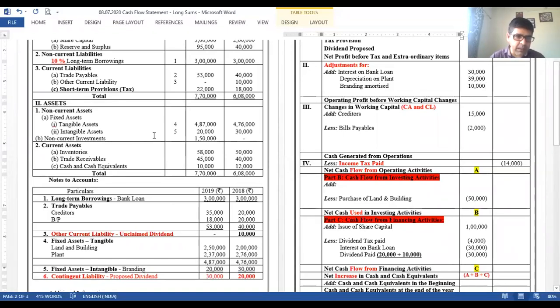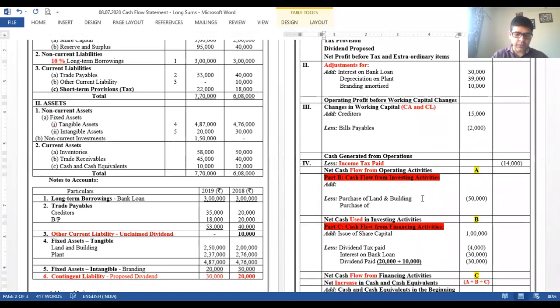After intangible assets, non-current investments. Okay. The opening balance of non-current investments was not there, but the closing balance can be seen as 1,50,000. Okay, that shows the increase in investment, increase in asset, that shows the outflow of cash. We have purchase of investments, investing activity, outflow. So let us put it over there. Purchase of non-current investments, right? Amount is 1,50,000. Okay. So we are done with the tangible, intangible and non-current investments.